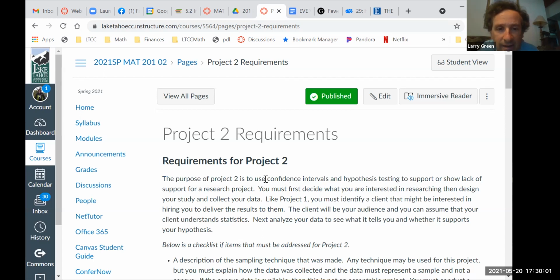On the other hand, confidence interval and hypothesis testing. And that's what the project is all about. Okay.